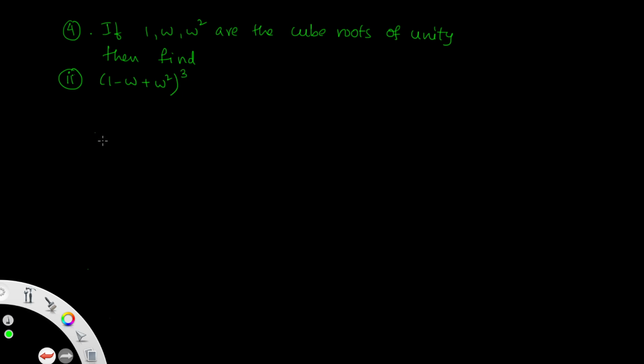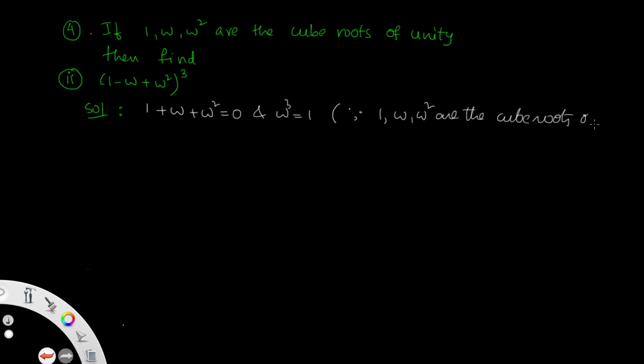What is the question given? 1, omega, omega square are the cube roots of unity. So we can write 1 plus omega plus omega square equal to 0 and omega cube equal to 1. Why? Because 1, omega, omega square are the cube roots of unity. From this we can write 1 plus omega square equal to minus omega.